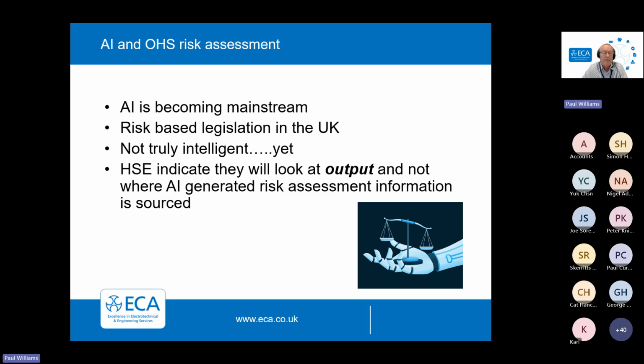I looked into the HSE and how they might regulate around this, and the indications from what I read on the website and other information are that they'll be looking at the output, not where the information was generated. So if someone uses AI to generate a way to manage an occupational health and safety hazard and something bad happens, the HSE are just going to say, well, okay, you used this information. You're the person who is having to manage the risk. You're the organisation. It's down to you.